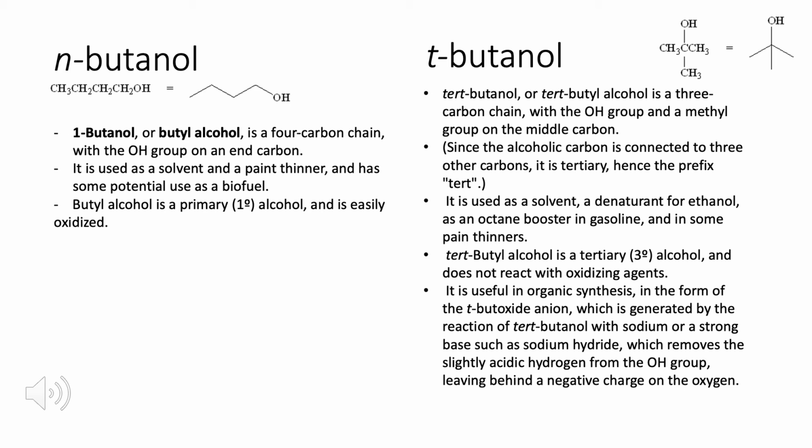Butyl alcohol is a primary alcohol and is easily oxidized. On the right-hand side, we have t-butanol along with its molecular structure. T-butanol is a 3-carbon chain with an OH group and a methyl group on the middle carbon.